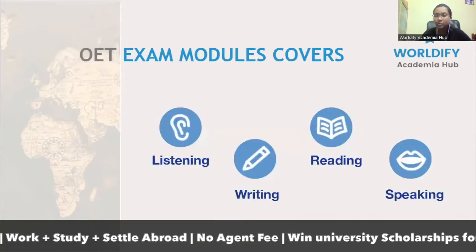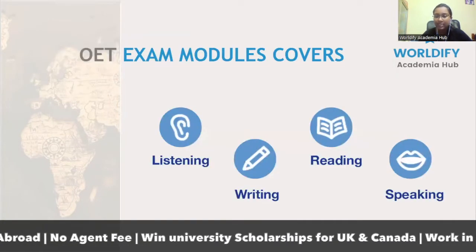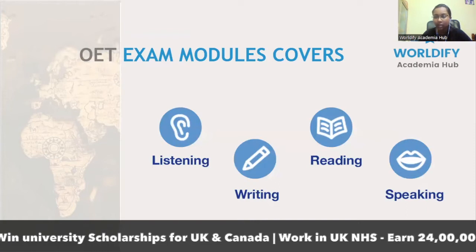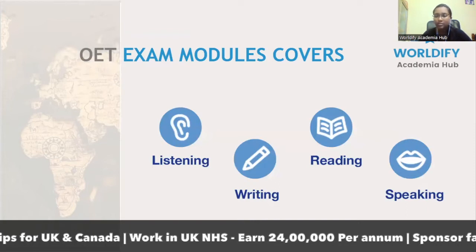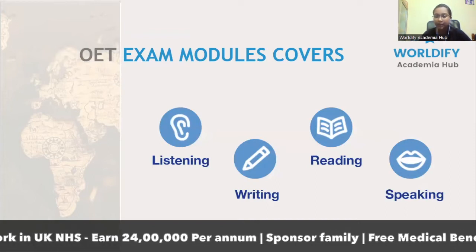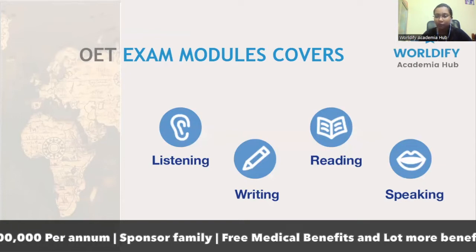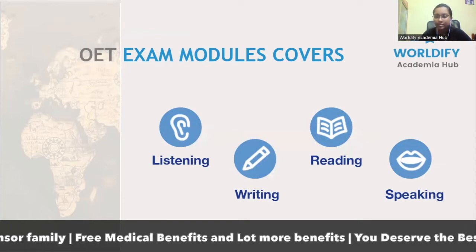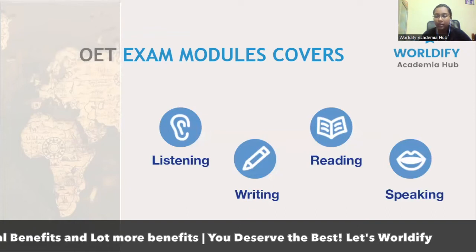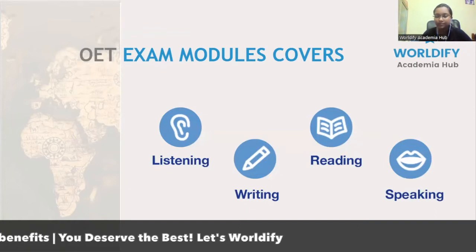As I told you, we have 4 modules: listening, reading, writing, and speaking. So you have to give equal importance to all the 4 modules. There is no separate criteria like in listening we have to concentrate more, or in reading we have to concentrate more. No, we have to give equal importance to all the 4 modules.